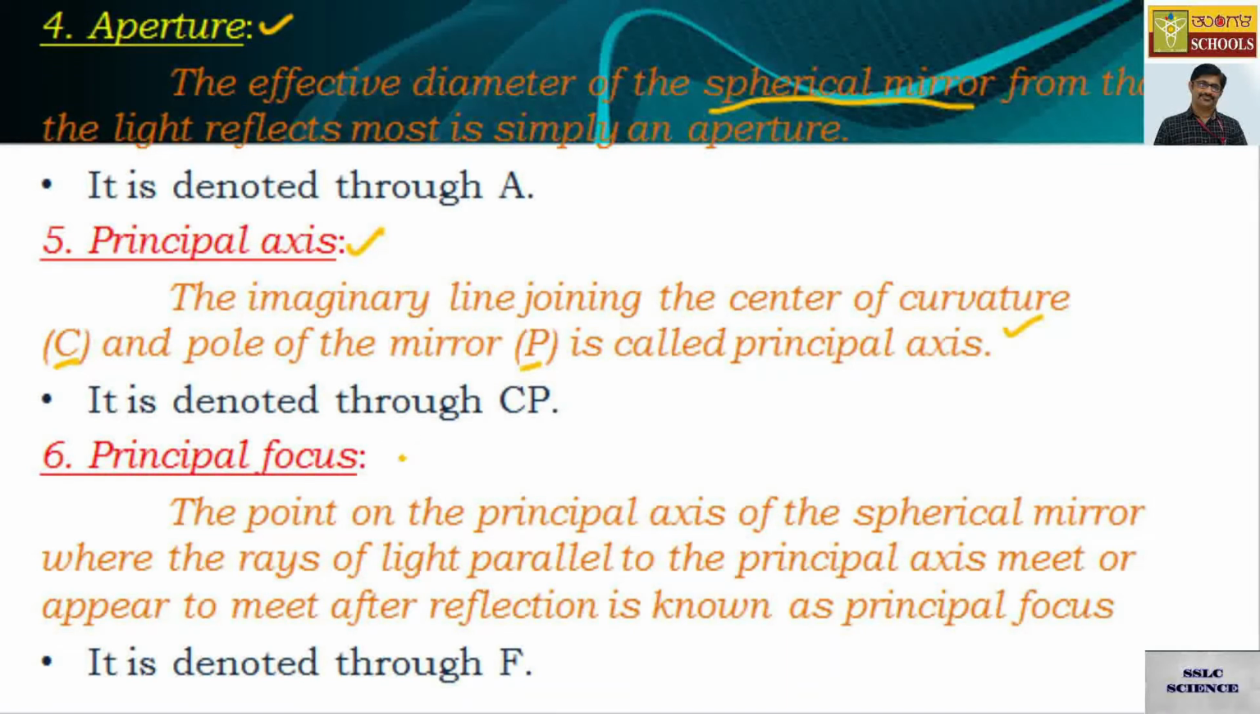Principal focus. It is the point on the principal axis of the spherical mirror where rays of light parallel to the principal axis meet or appear to meet after reflection. That is known as principal focus. Principal axis is denoted by CP, whereas principal focus is taken as capital F.